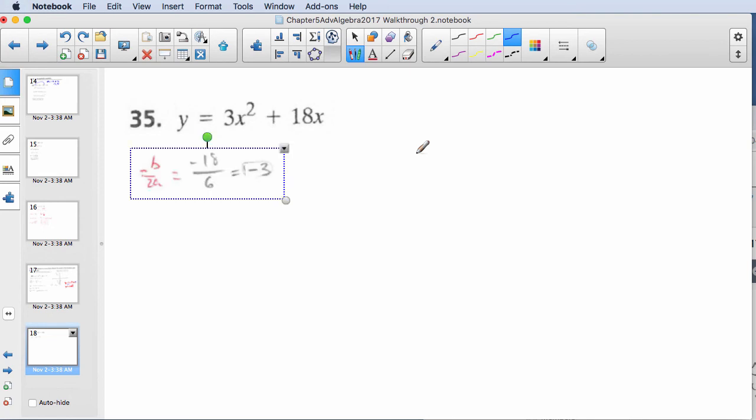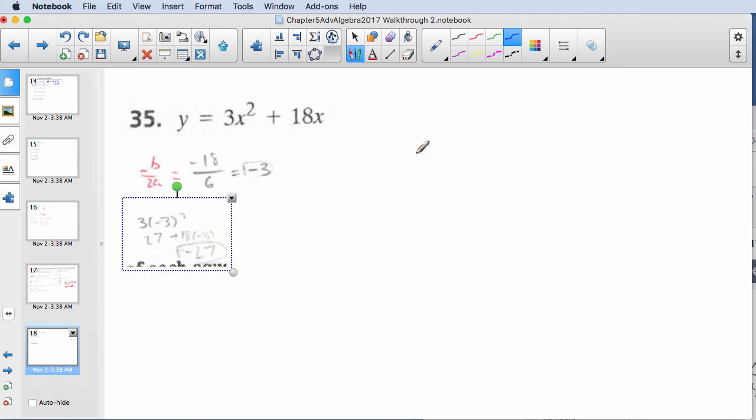Minus b over 2a, minus 18 over 2 times 3, which is 6, produces minus 3 as the x-coordinate of the axis of symmetry. We plug that value into the original function to get 27.